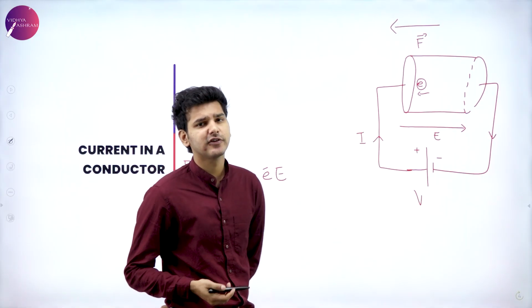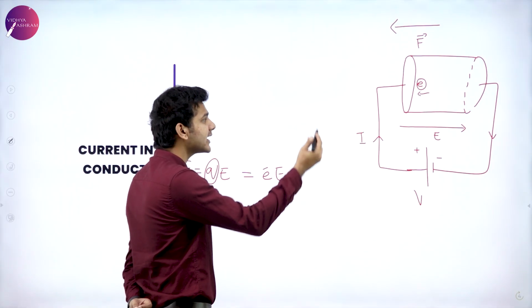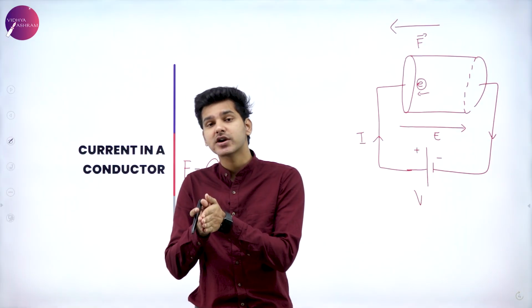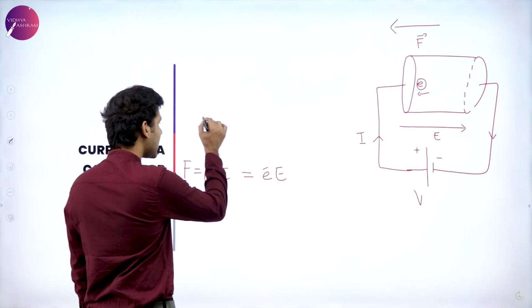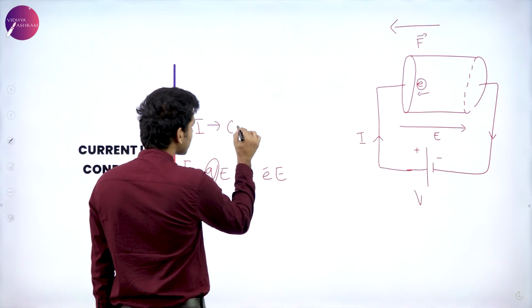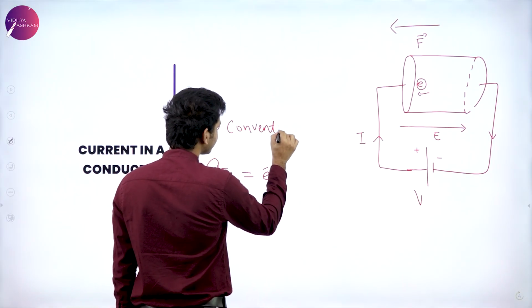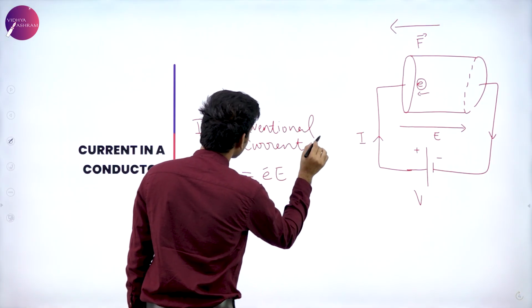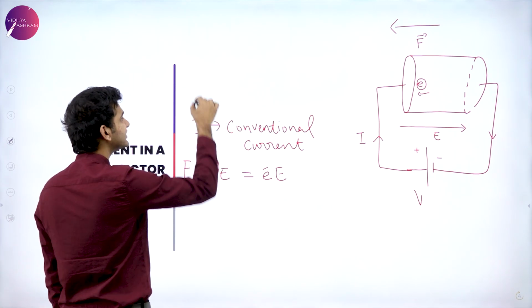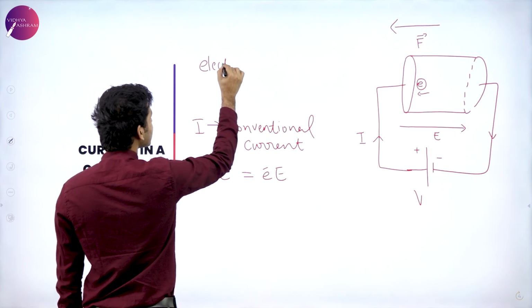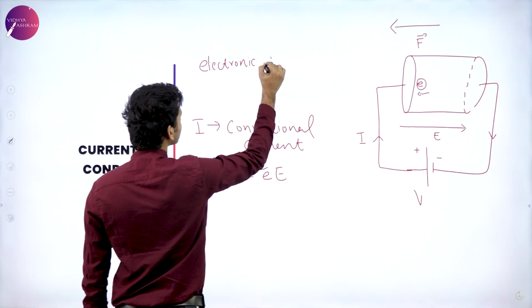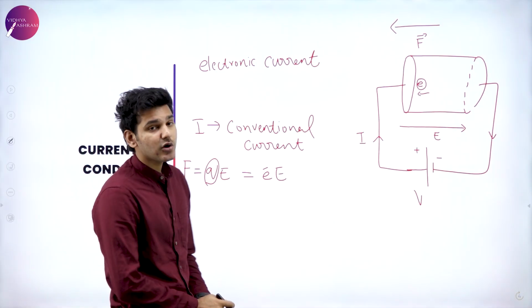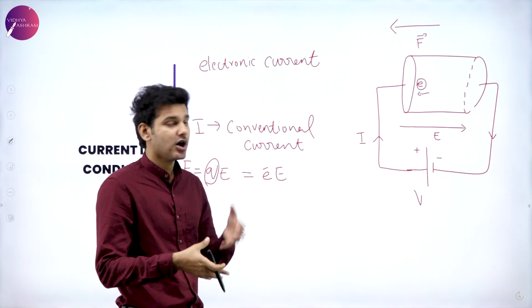So what do we call the flow of electrons? It is very easy. When the electrons are flowing from the negative end to the positive end, we can call them electronic current. This particular I is known as conventional current, and the flow of electrons is known as electronic current. So this is how we actually define electricity or electric current.